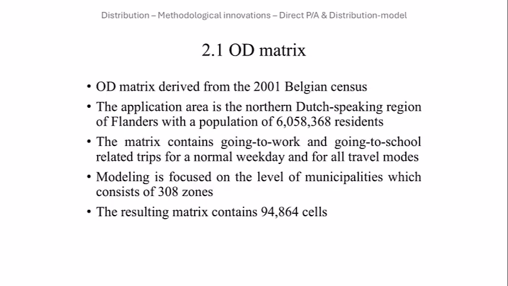As an example, this approach was applied to the 2001 Belgian census. The focus was the Flemish region with over 6 million residents. The census provided OD data on work and school trips for a normal weekday across all travel modes. At the municipality level, this gave us a matrix with 308 zones, nearly 95,000 cells. This rich dataset forms the basis for the direct modeling approach.